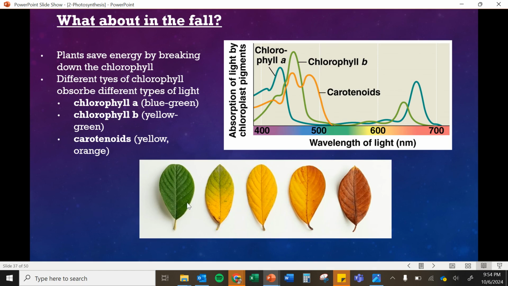And so because of this, we have different concentrations. Really, all of these three different types of chlorophyll or light-absorbing pigments are found in all of these different leaves. They're just in different concentrations. So we have more chlorophyll B here, and it's been broken down by the time we get over here, and we're left with more carotenoids. So that way, the plants can still absorb different wavelengths of light.